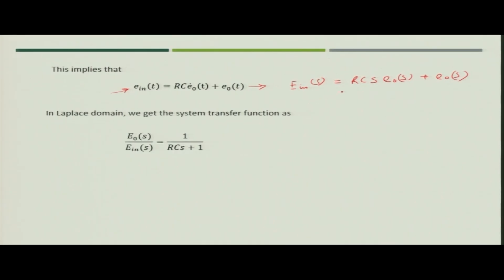With the help of this in the Laplace domain we can easily get the transfer function. The transfer function is E naught S by E in S. So, you get finally 1 upon RCS plus 1. So, with the help of the conventional equations related to Kirchhoff voltage law or Kirchhoff current law, you can convert your circuit into the Laplace domain and then find the transfer function of the system.